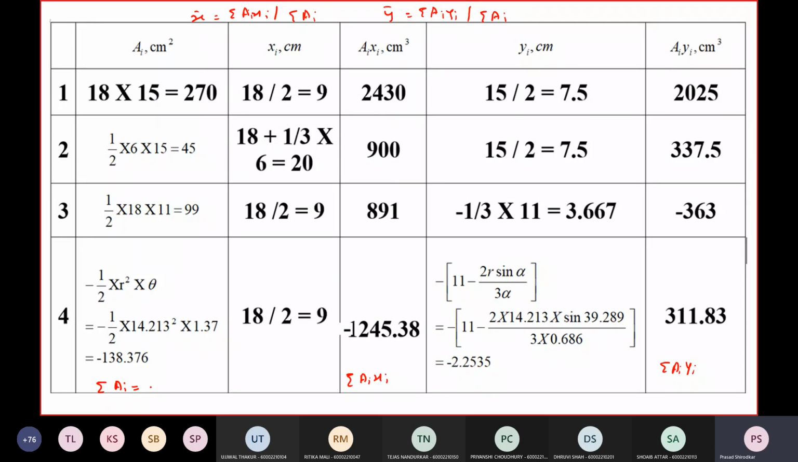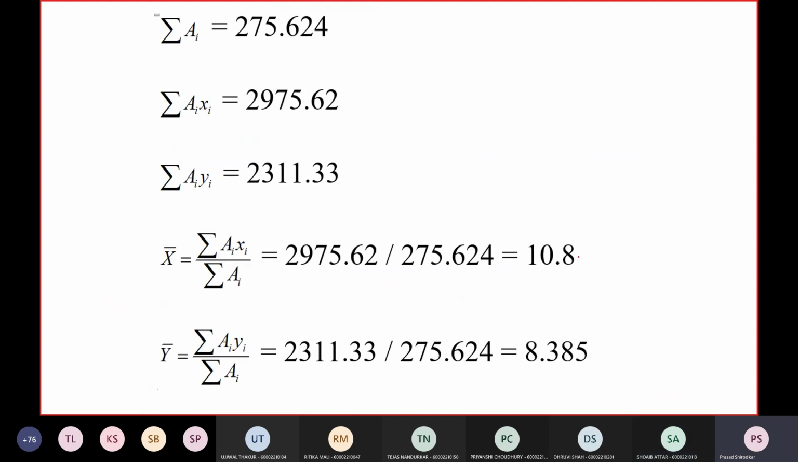Tell me the values. Summation Ai is 275.62. Correct. Summation Ai xi is 2975.62. Correct. Summation Ai yi is 2311.33. Correct. And x bar is 10.79. Correct. And y bar is 8.38. Correct. 10.79, that is 10.8, and 8.3.